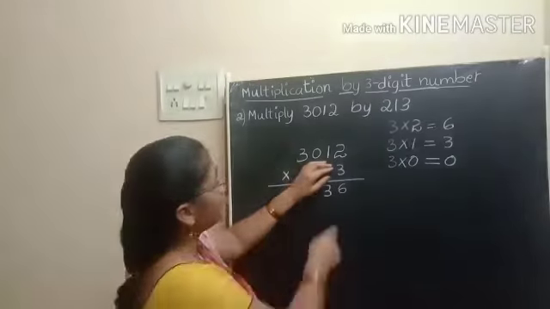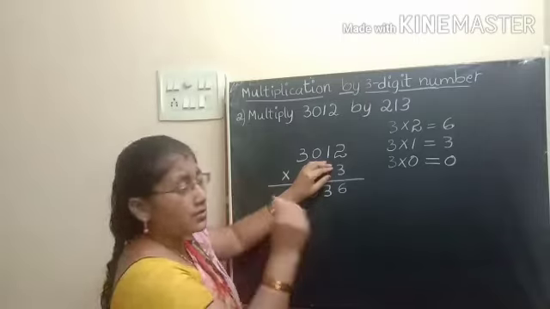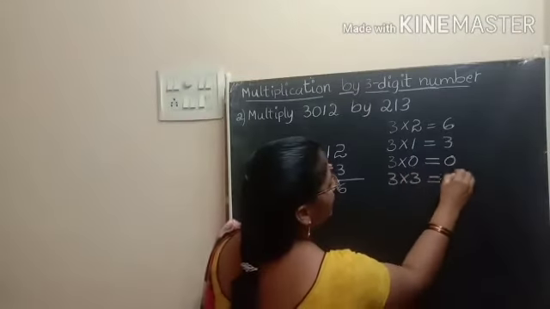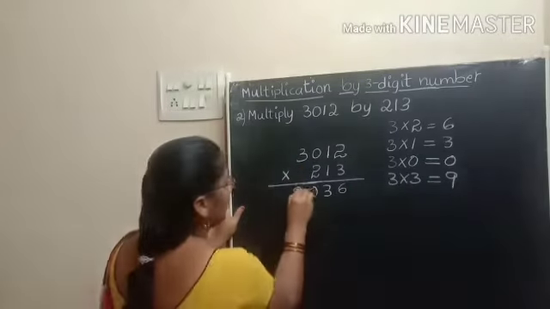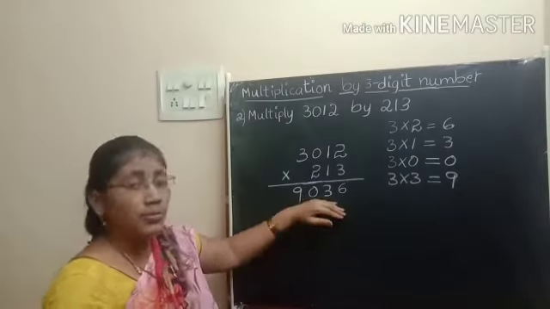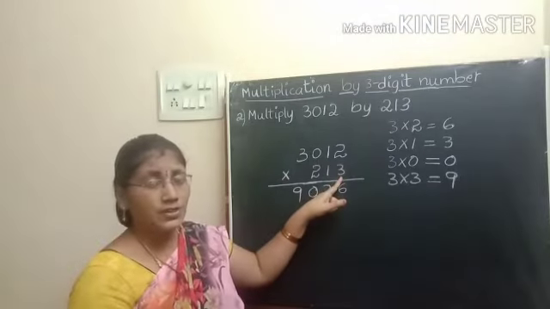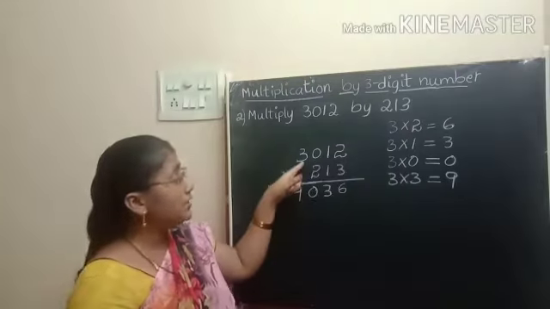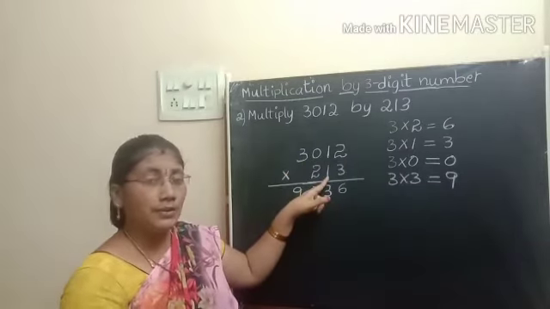Next we have to multiply the digit in thousands place with 3. So take 3 into 3, which is equal to 9. Write 9 in thousands place. Now this is the result of multiplying 3012 with 3. Understood? Next we have to multiply each and every digit of the multiplicand with the digit in tens place of the multiplier.